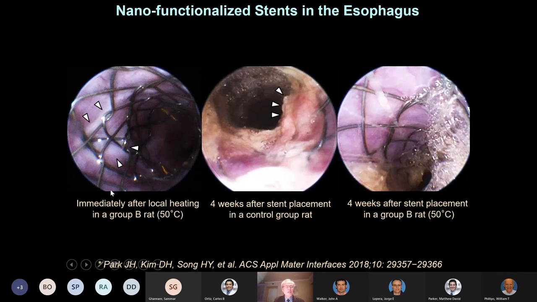This is an image immediately after local heating in a group B rat. And endoscopic photograph 4 weeks after stent placement in a control group rat, and this is 4 weeks after stent placement in a group B rat. You can see whitish discoloration adjacent to the stent wire immediately after local heating. You can see severe tissue hyperplasia 4 weeks after stent placement compared to 4 weeks after stent placement in group B. So there is a widely patent stent with no tissue hyperplasia, amazing result.